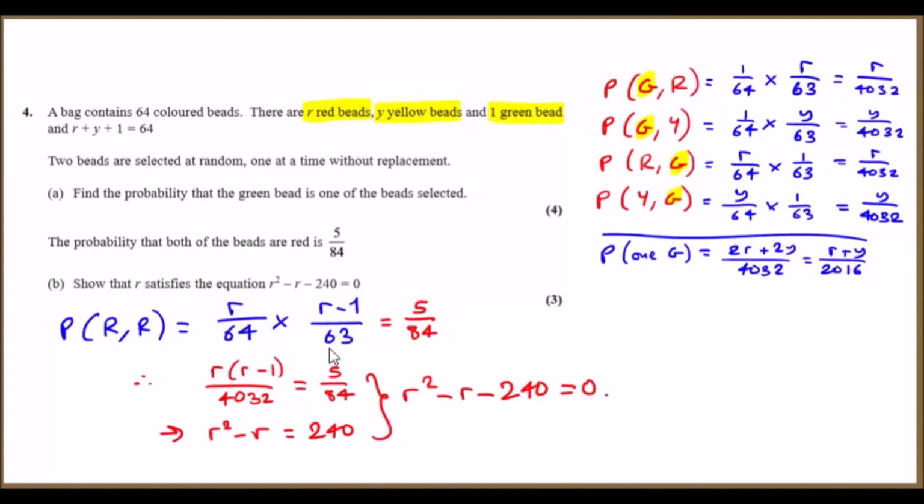So that's R minus 1 out of 63, and multiplying these two should give us 5 out of 84. Now, the aim is to literally work with this equation here, simplify it, multiply out like I did below, and then just get this equation. So when you do that, times 4032 across, all of this times 432 gives us 240, rearrange it and you've got your quadratic equation. Simple, not much to be said here.